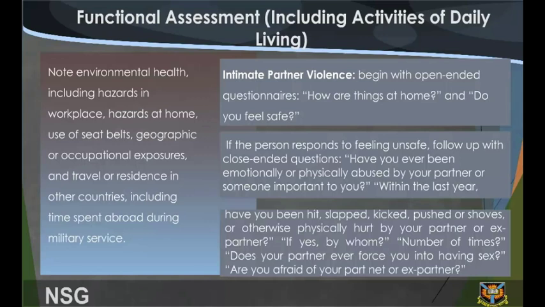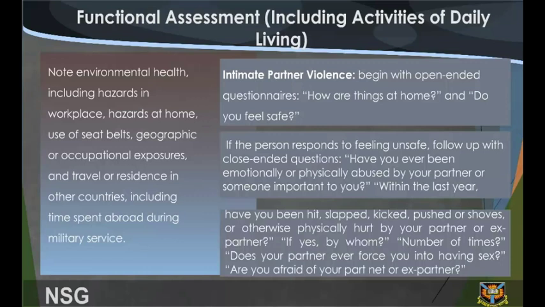Intimate partner violence. Begin with open-ended questions. How are things at home? And do you feel safe? If the person responds with feeling unsafe, follow up with closed-ended questions.